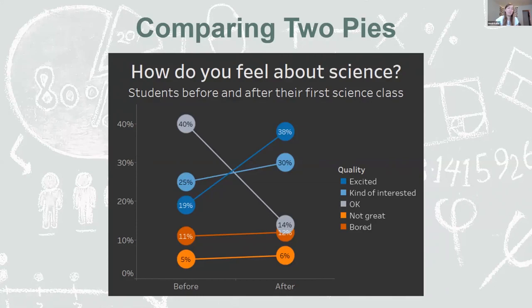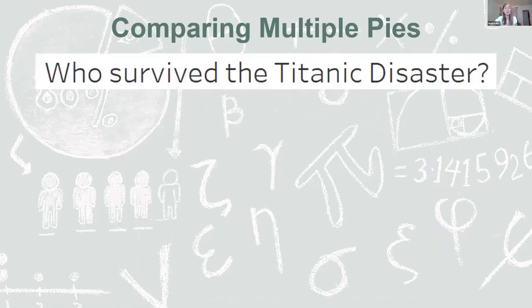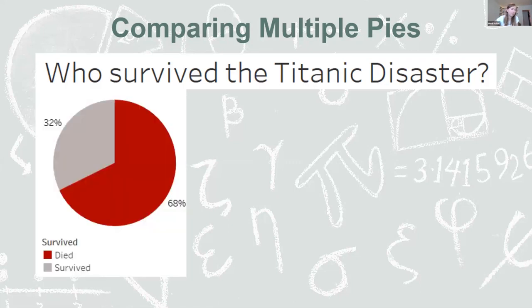Now, this is comparing 2 pies, but what do we do when we want to compare multiple pies? What do you do when you have a question where you want to show the parts of multiple wholes? For example, who survived the Titanic disaster? Who survived and who died in the disaster of the Titanic's maiden voyage? That is easy to answer in one chart only. But maybe the answer is more multifaceted than that.